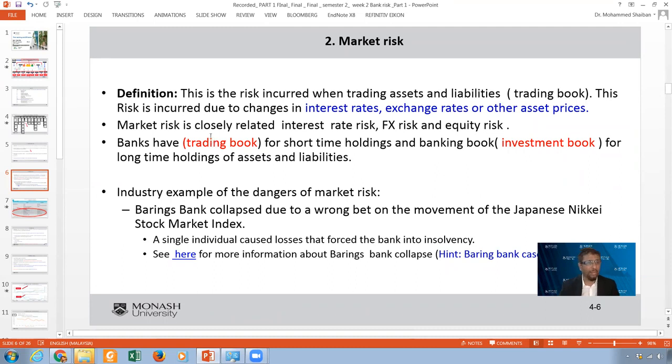Now, the market risk is the risk incurred when trading assets and liabilities using the trading book. Somebody would ask, what is this trading book? We have something called the trading book, and we have the banking book. This is how we divide the balance sheet of any bank. Now, this market risk is related to changes in the interest rate in the market, exchange rates, or asset prices.